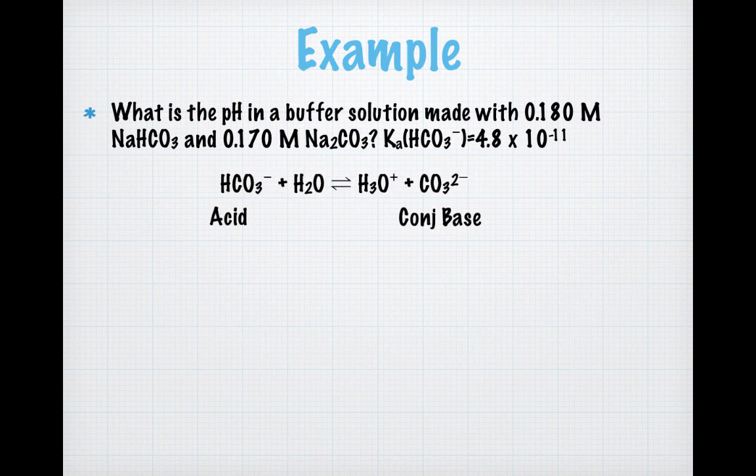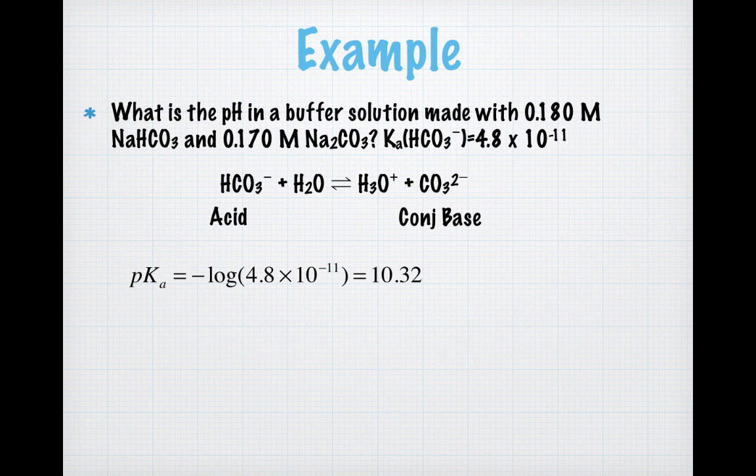If we set up our equation as an acid dissociation equation, we have our bicarbonate ion, HCO3 minus, as our acid reacting with water. It's forming hydronium and its conjugate base, carbonate ion, CO3 2 minus. And so we have our acid and our conjugate base both present in solution. They're in different concentrations, and that's okay.